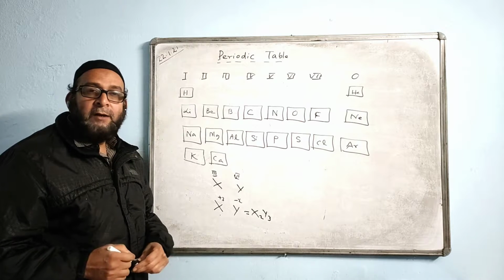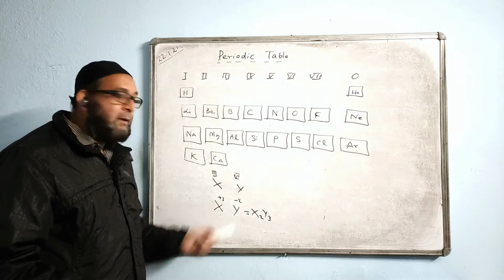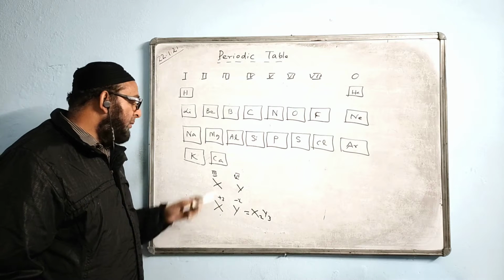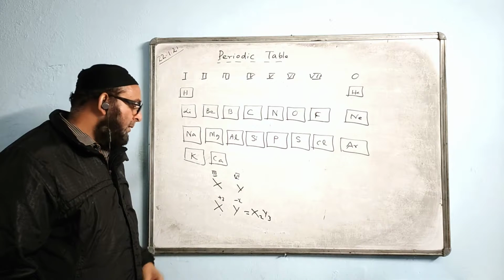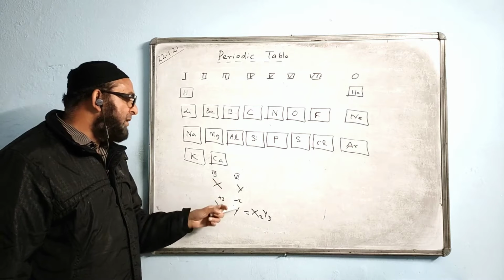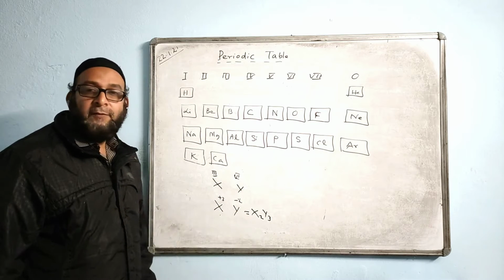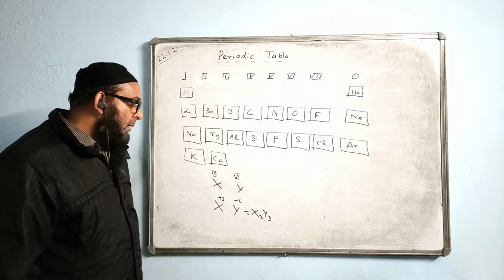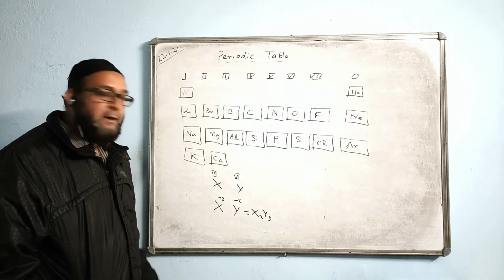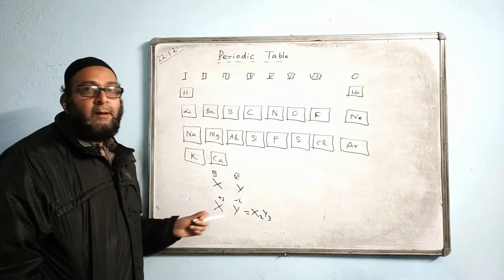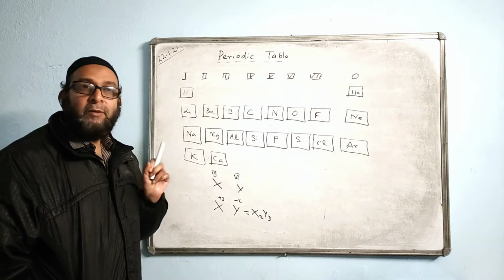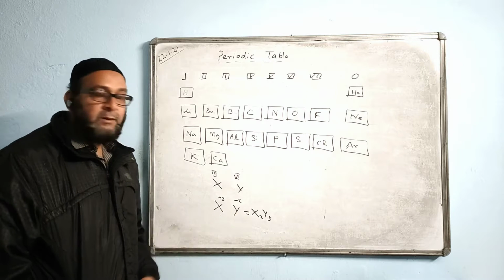Is the compound electrovalent or covalent? One is a metal and one is a non-metal. Group 3 valency is plus 3, group 6 valency is minus 2, and the formula becomes X2Y3. So what type of compound is this? We say electrovalent, because between a metal and a non-metal the compound is electrovalent. Between two non-metals, the compound will be covalent. So this compound is electrovalent.